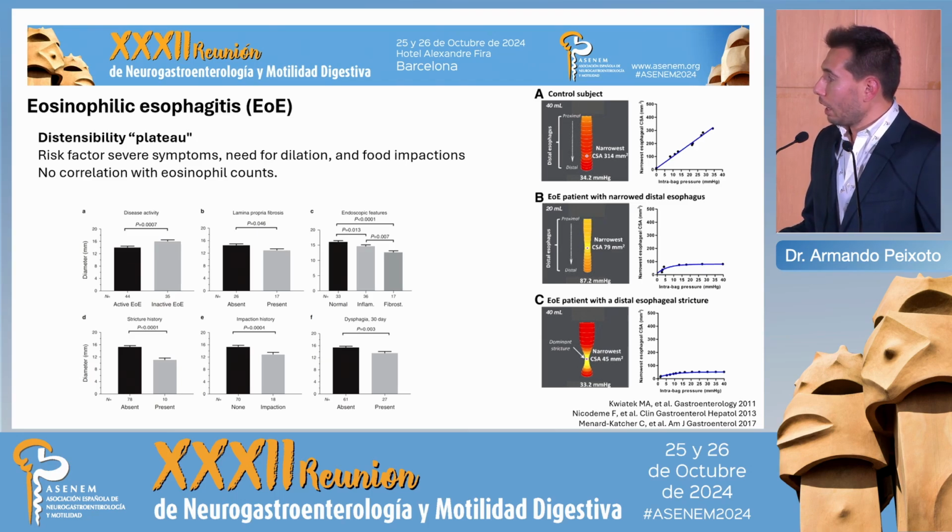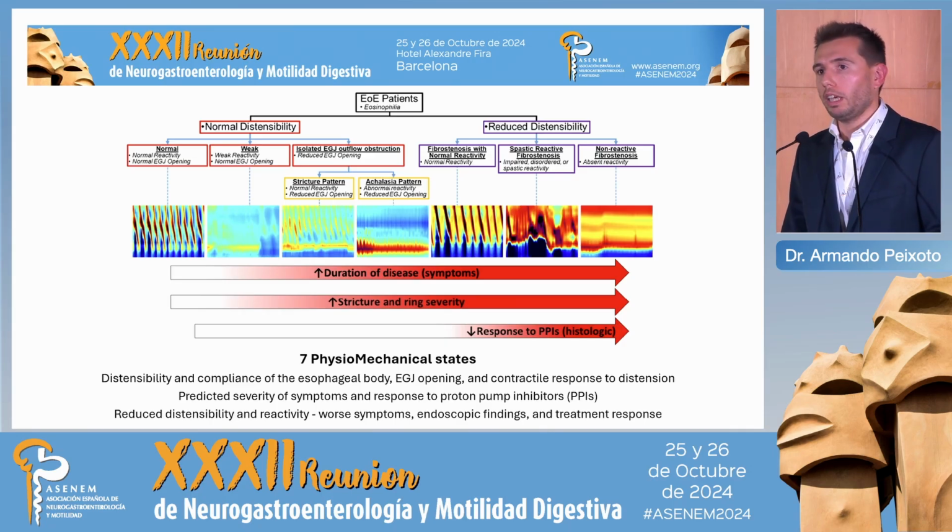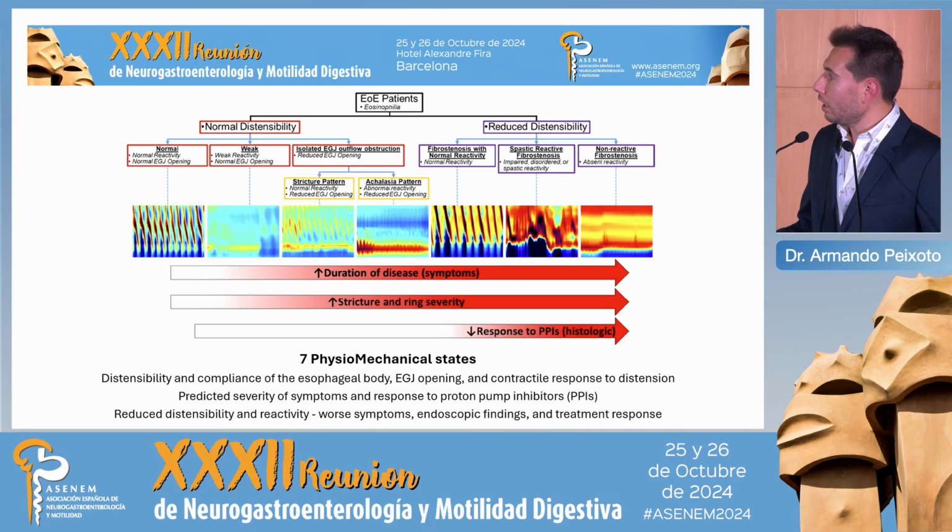More recently, there was an effort to try to phenotype patients with EOE based on the ENDOFLIP results. As you can see here, patients with a longer disease, but mainly patients with restrictive opening of the esophagus and that lost the normal pattern of the motility of the esophagus, have more symptoms and a lower response to PPIs.